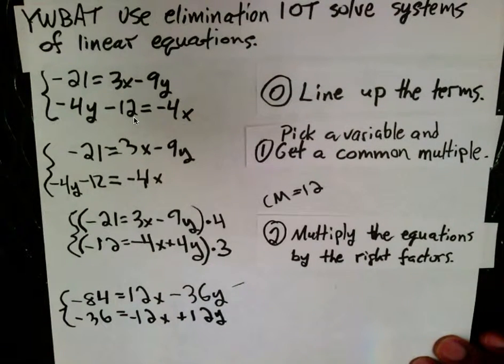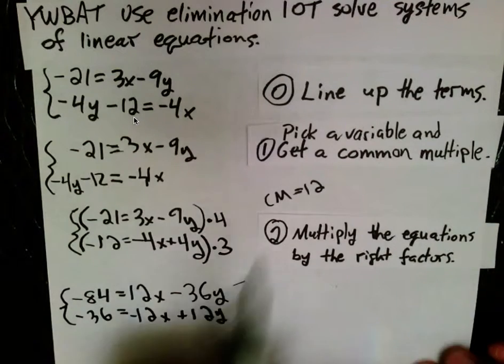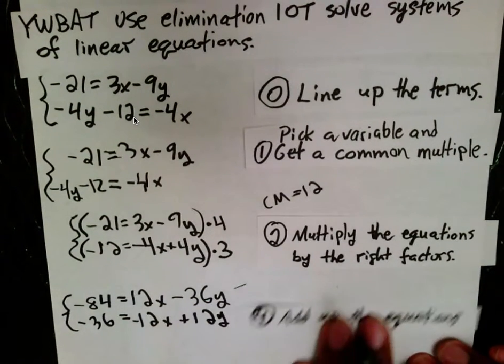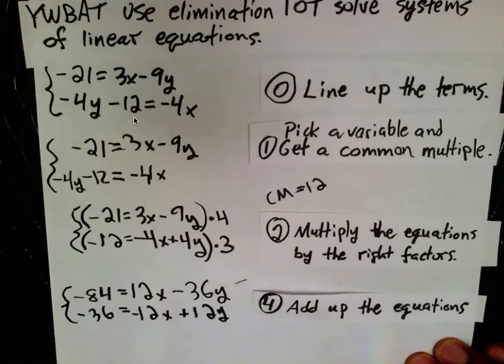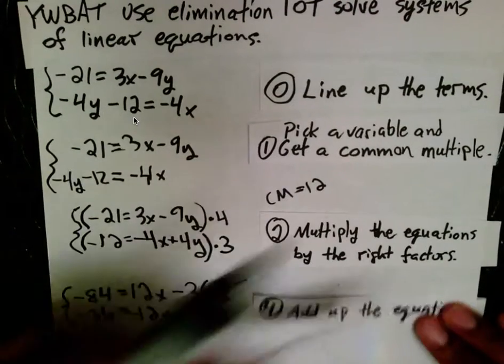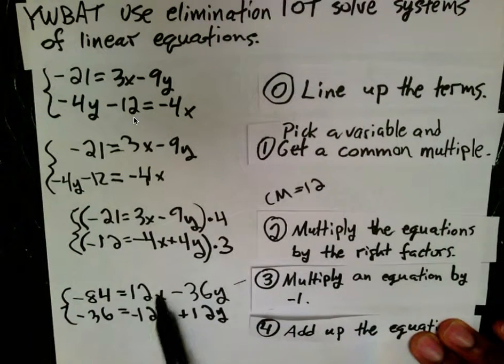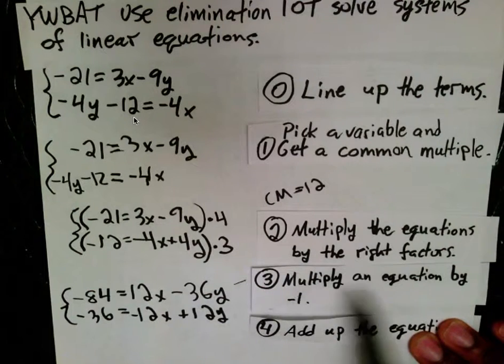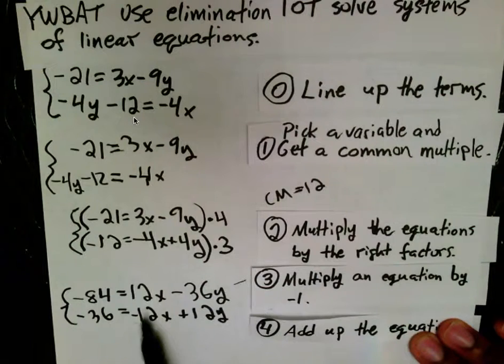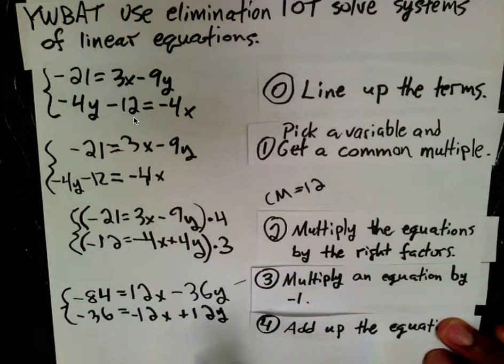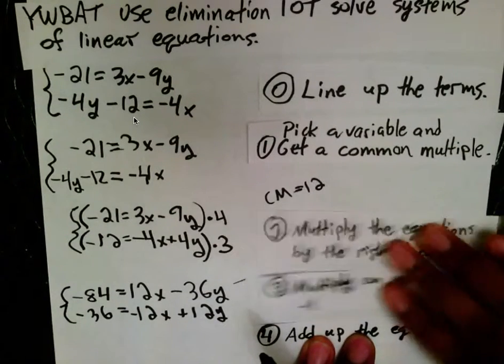Now, in order to eliminate, we want to add up the equations such that one of the variables cancels out. And in order to do that, we need to multiply an equation by negative 1. Now, we said we wanted to eliminate the x. I have a 12x and I have a negative 12x. This step's already done for us. One equation is already multiplied by negative 1 because this negative 12 is automatically going to cancel out that 12 when we add up the equations. So we're good with this.